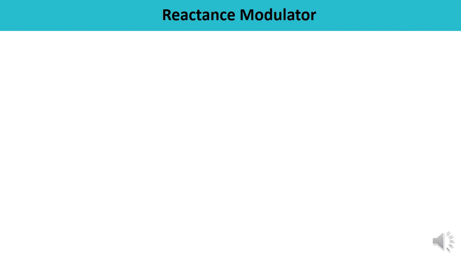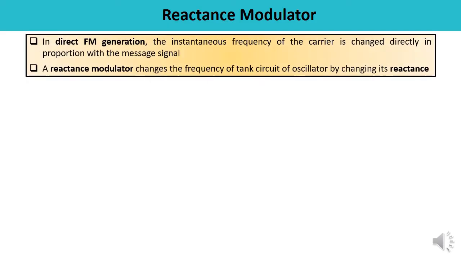Now let us talk about the reactance modulator, which is a direct method for generation of FM signal. In the direct method of generation of FM signal, the instantaneous frequency of the carrier is changed directly in proportion to the message signal. And the reactance modulator changes the frequency of the tank circuit of the oscillator by changing its reactance. So here it changes the frequency.